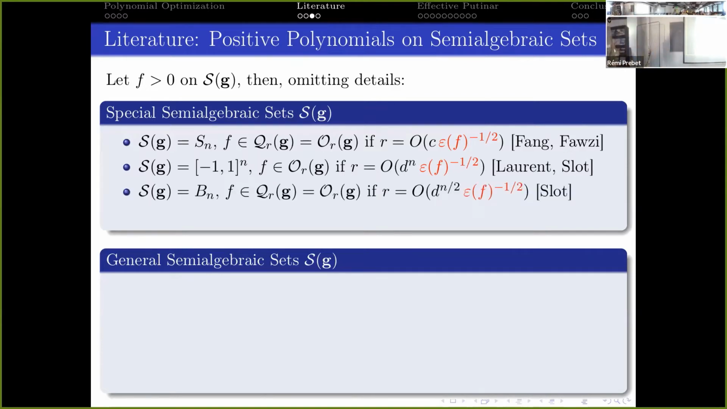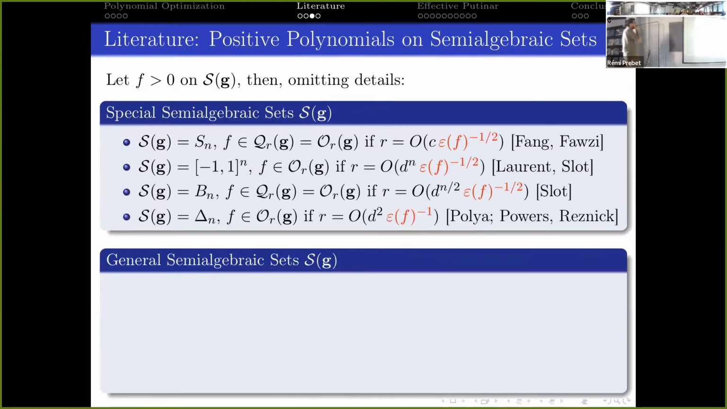And okay, again, if we have the unit ball, we have a similar dependence here. Let me mention another result, which is Polya's theorem, the effective version of Polya's theorem proved by Powers and Reznick. And here they prove a dependence on epsilon of f to the power minus 1. So in principle, it's a worse dependence than this one.